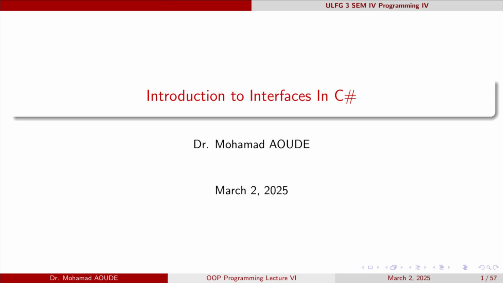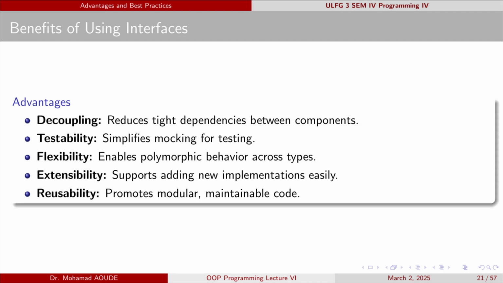So, why should we care about interfaces? First, decoupling. Interfaces reduce tight dependencies between components, making it easier to replace or update parts of a system. Second, testability. Interfaces allow mocking, which is critical for writing unit tests. Third, flexibility. They enable polymorphic behavior across different types. Fourth, extensibility. New implementations can be added without changing existing code. Finally, reusability. Well-designed interfaces support modular, maintainable solutions.